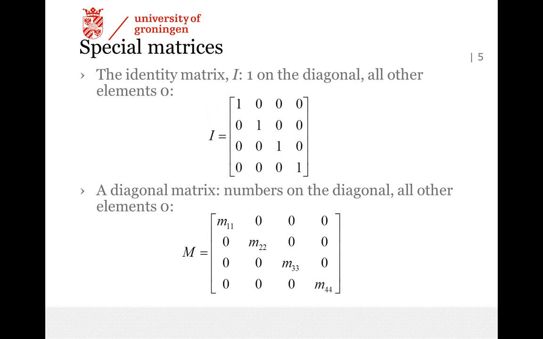Then there are some special matrices, and I kind of remember this as the identity matrix. It's basically the matrix equivalent of the number 1. And the identity matrix is simply a matrix which has only ones on the diagonal of the matrix and zeros on all the other elements. And of course there's also a diagonal matrix, but we don't use that really in portfolio theory, so I'm going to skip that one.